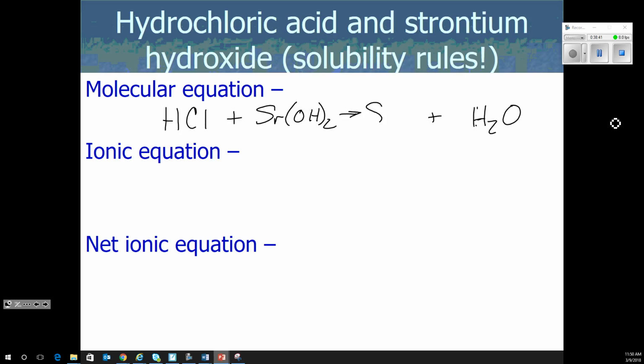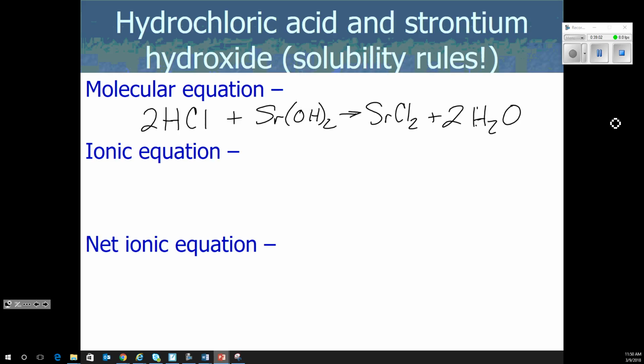Strontium has a +2 charge. Chlorine has a -1, so we need 2 of them. This is not balanced. What do I need to do to balance it? Get 2 hydrochloric acids, right? And 2 waters. Good.